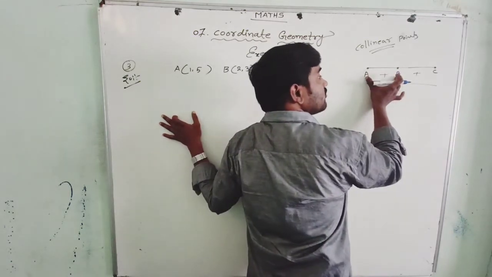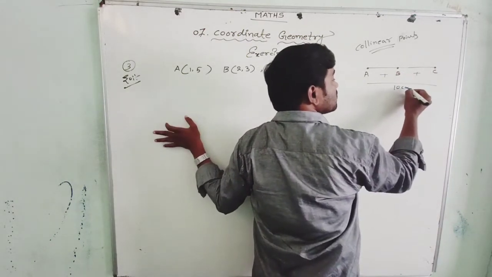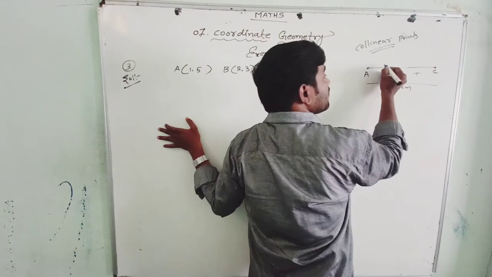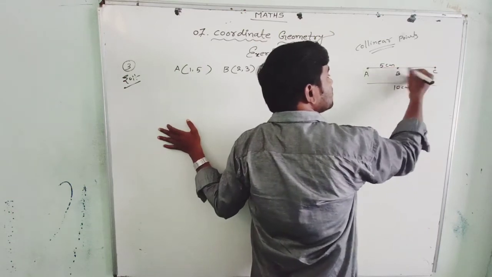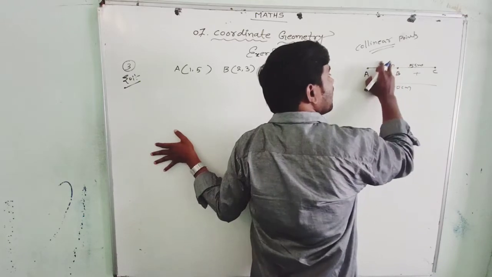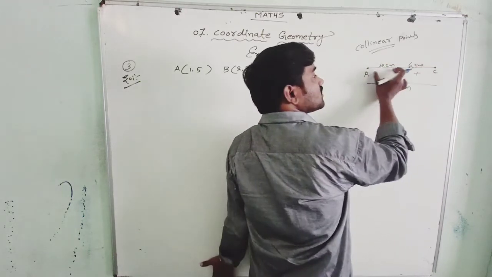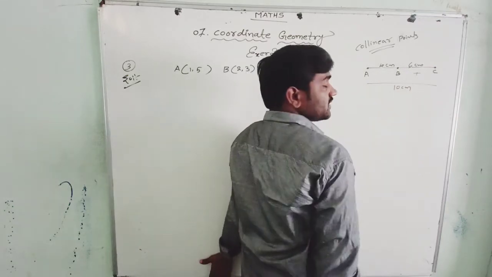So the AB value and the AC value. Suppose this AC is 10 centimeters. Then if you find AB, you get 5 centimeters. Then BC also should be 5 centimeters. 5 plus 5 is 10. Or if it is 4, then the other should be 6. 4 centimeters plus 6 centimeters equals 10 centimeters.